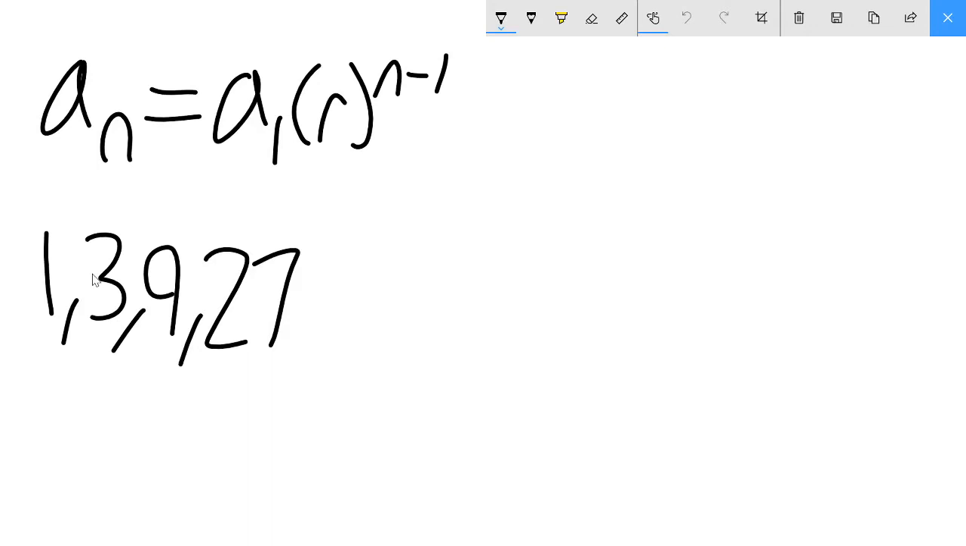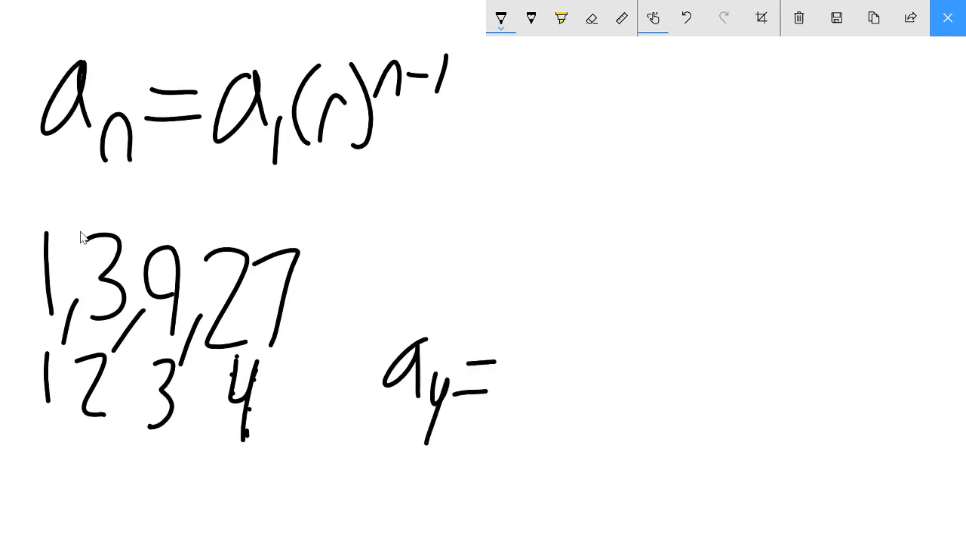So this formula tells you any term in a geometric sequence. n is what number term it is. So this is term number 1, this is term number 2, this is term number 3, this is term number 4. And so we can represent those terms by writing a subscript of that number. So a subscript 4 equals 27. So let's try to figure out the fifth term in the sequence.